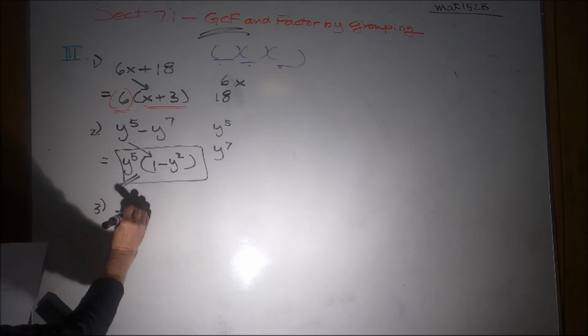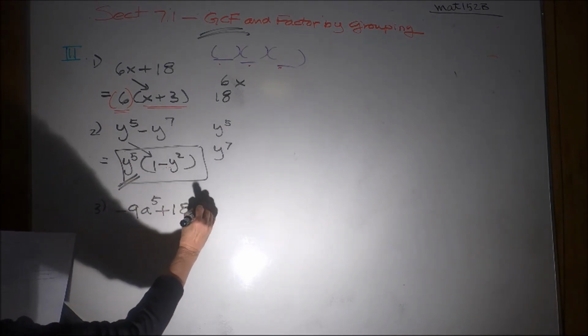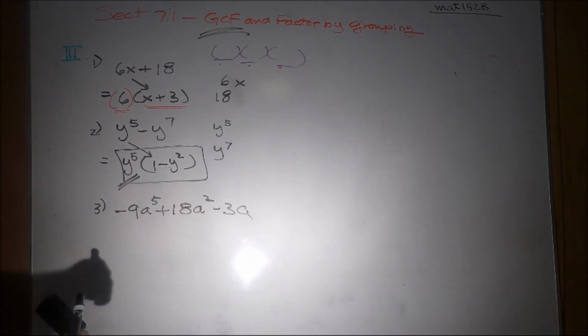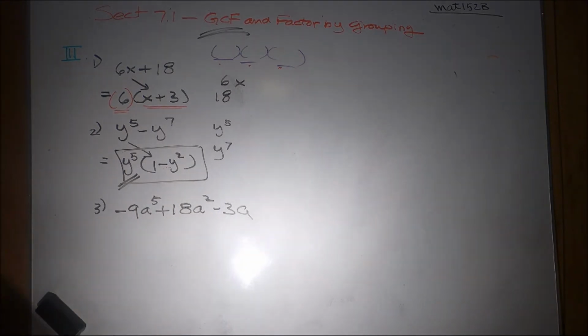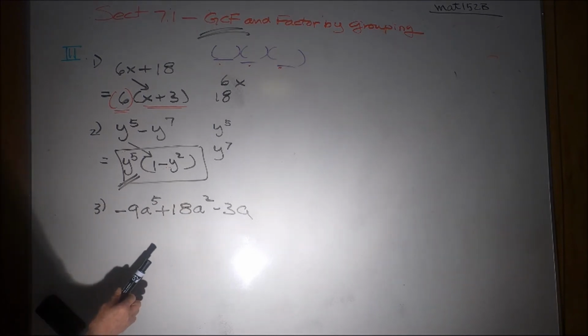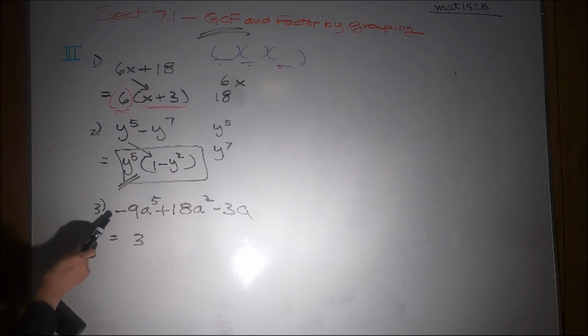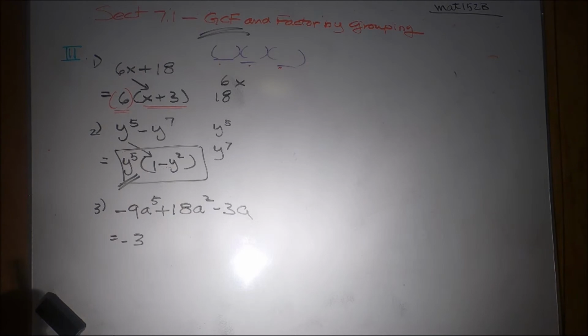The third one, 9a^5 plus 18a^2 minus 3a. We write in standard form, usually from the highest power to the lower power, right? That's called standard form for the polynomial. So for the numbers 9, 18, and 3, what's the common factor? The GCF is 3. But if the leading coefficient is negative, we put a negative out.